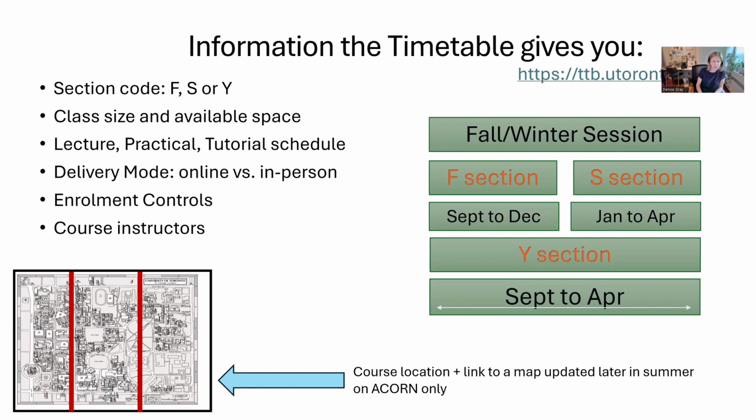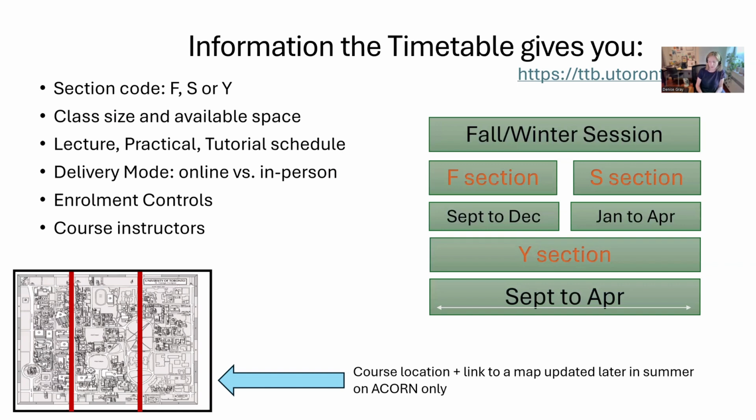Class size and available space. It's not updated in real time, but it does get updated a couple times a day, so you have a fairly up-to-date idea of what the capacity or what the current enrollment is in the course, and maybe how many students are on the wait list. The lectures, practicals, and tutorials are all going to be listed in the timetable. The delivery mode, whether it's online or in person. Most courses are in person, but if there is a section that's available online, it will indicate that in the timetable as well.